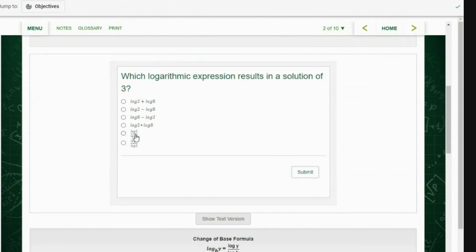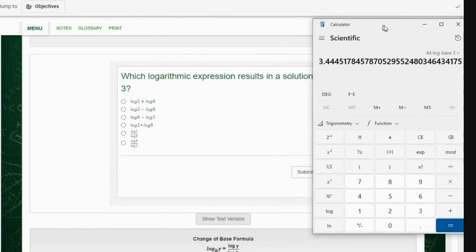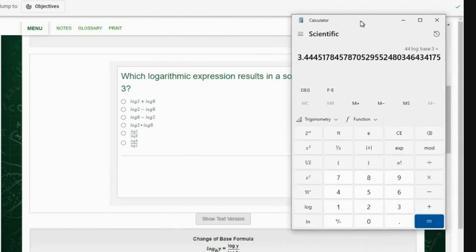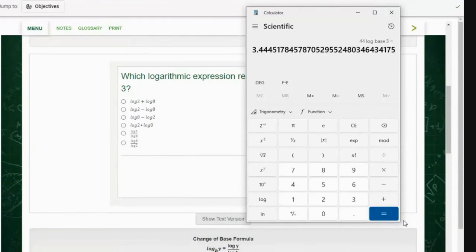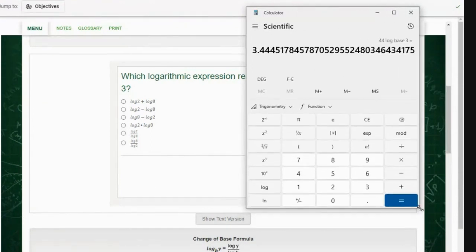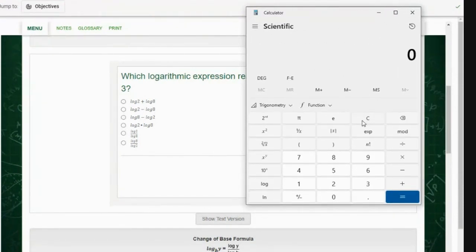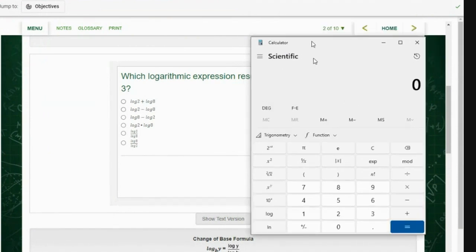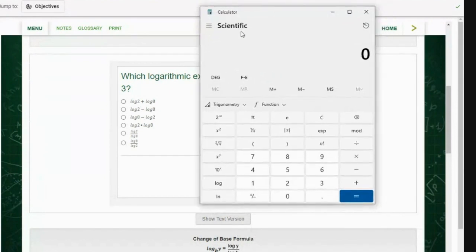Okay, so this wants us to do a little calculator practice. If you have a calculator there with you, you can do this as well. But we'll look at it. Let me go wider. All right. So log 2 plus log 8. Let's see if that results in a solution of 3. Does that equal 3? Log 2 plus log 8. No, it equals 1.2. So it's not the first one.